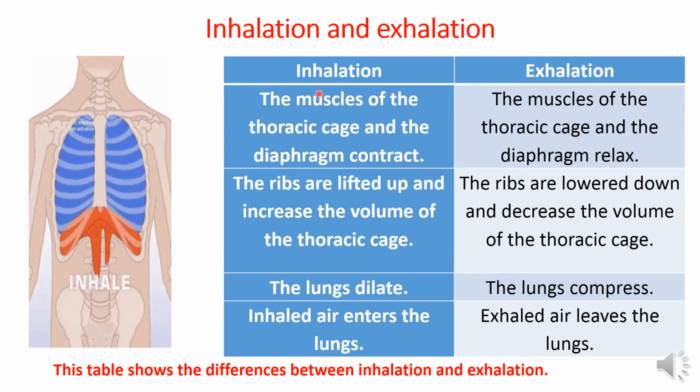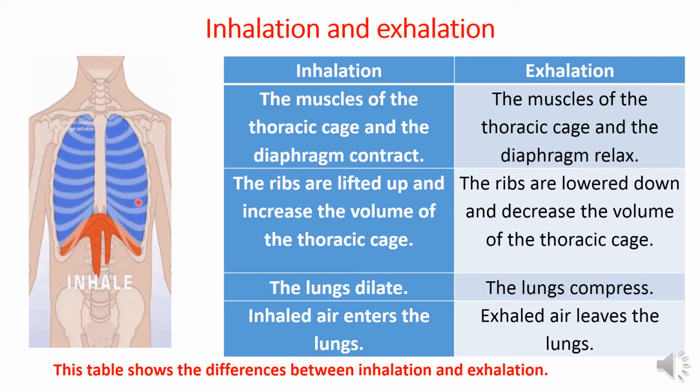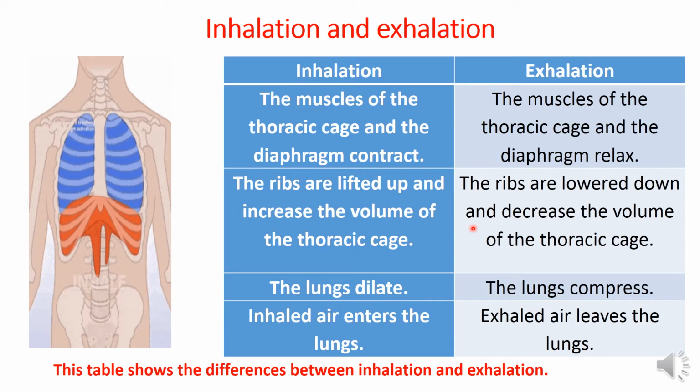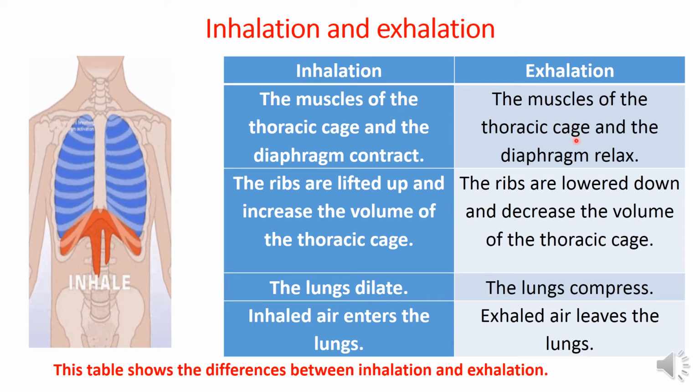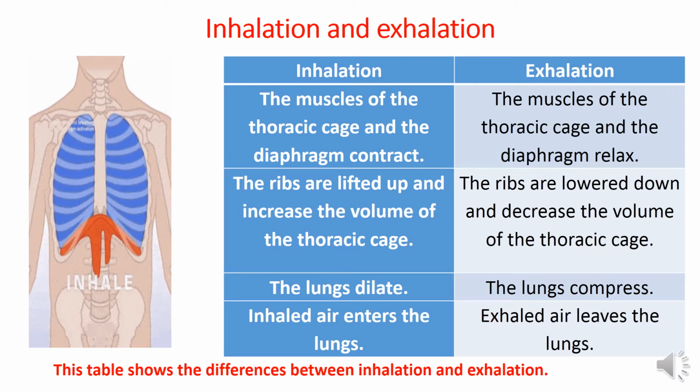During inhalation, the muscles of the thoracic cage and the diaphragm contract. The ribs, as you see in inhalation, are lifted up and increase the volume of the thoracic cage. The lungs dilate and inhaled air enters the lungs. During exhalation, the muscles of the thoracic cage and the diaphragm relax. The ribs are lowered down and decrease the volume of the thoracic cage. The lungs compress and exhaled air leaves the lungs.